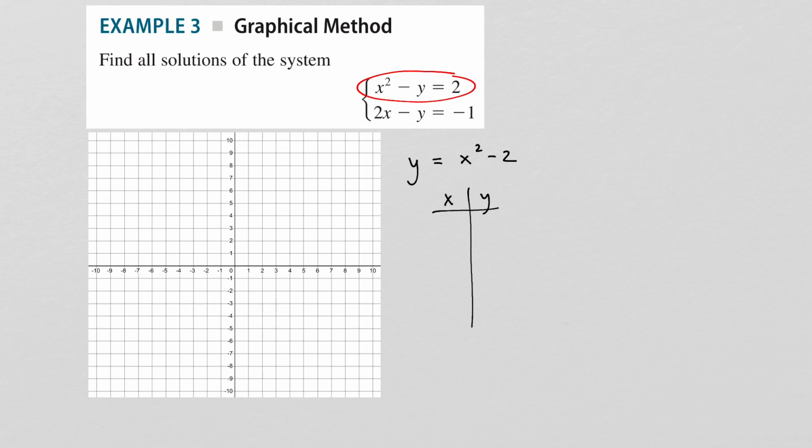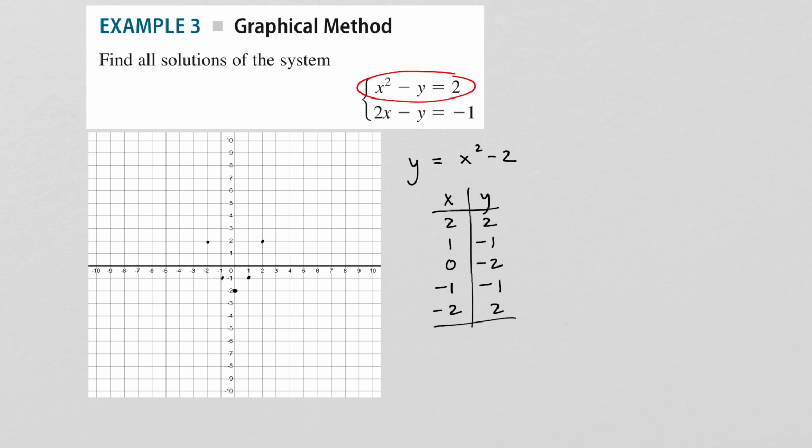Now, we don't have to do it this way. We have other ways of graphing x squared minus 2. But if I plug in 0, I get negative 2. If I plug in 1, I get negative 1. Negative 1 also gives us negative 1. And 2 will give us 2, and negative 2 will also give us 2. And so that first graph is going to be here, here, and here. And then on the other side, same thing.